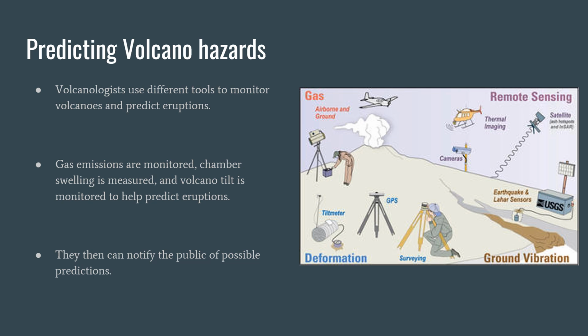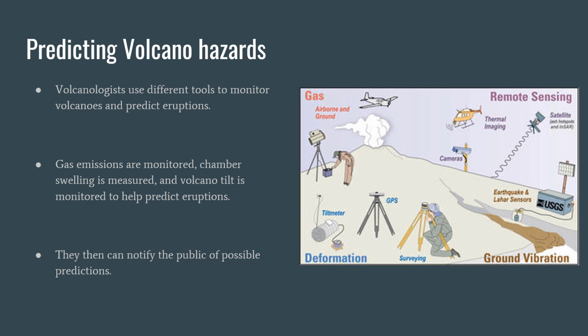Predicting volcano hazards. Volcanologists use different tools to monitor volcanoes and predict eruptions. Gas emissions are monitored, chamber swelling is measured, and volcano tilt is monitored to help predict eruptions. They can notify the public of possible predictions. So let's go ahead and do our reading check.